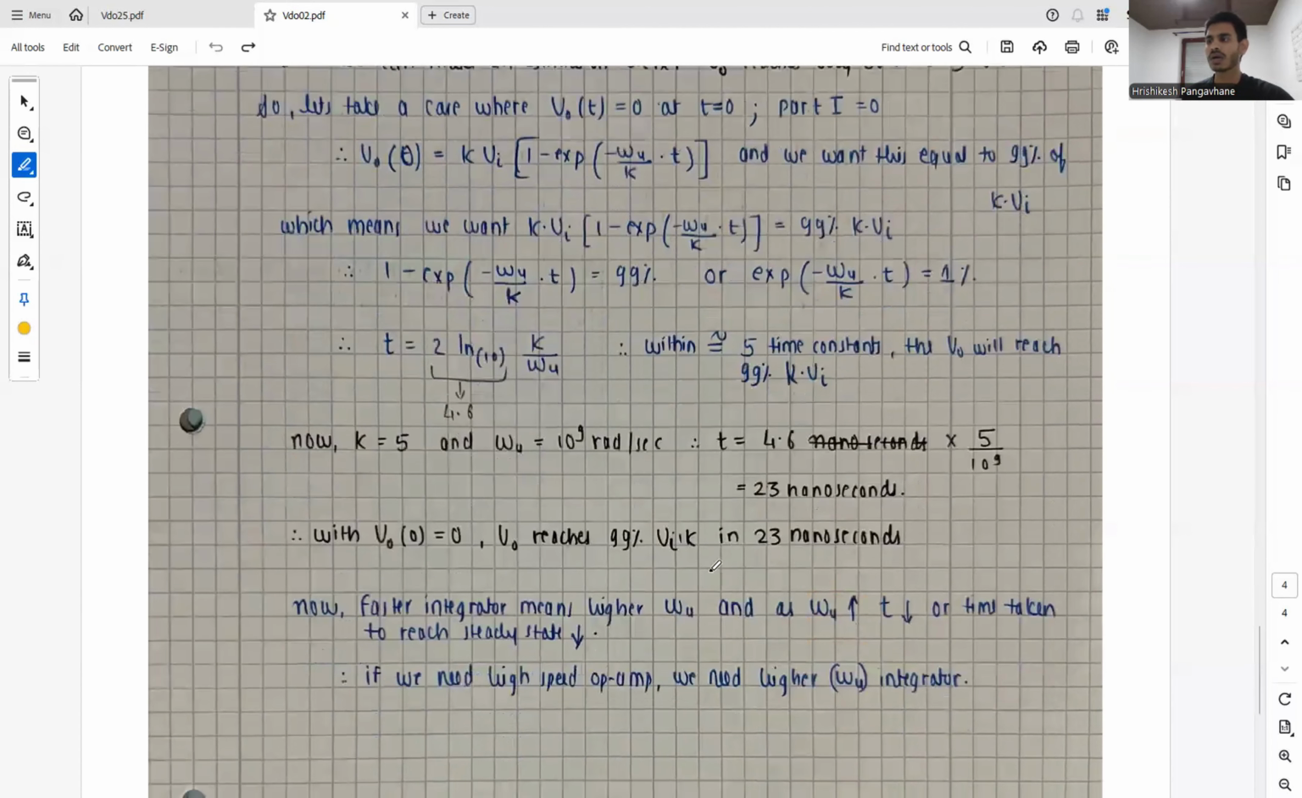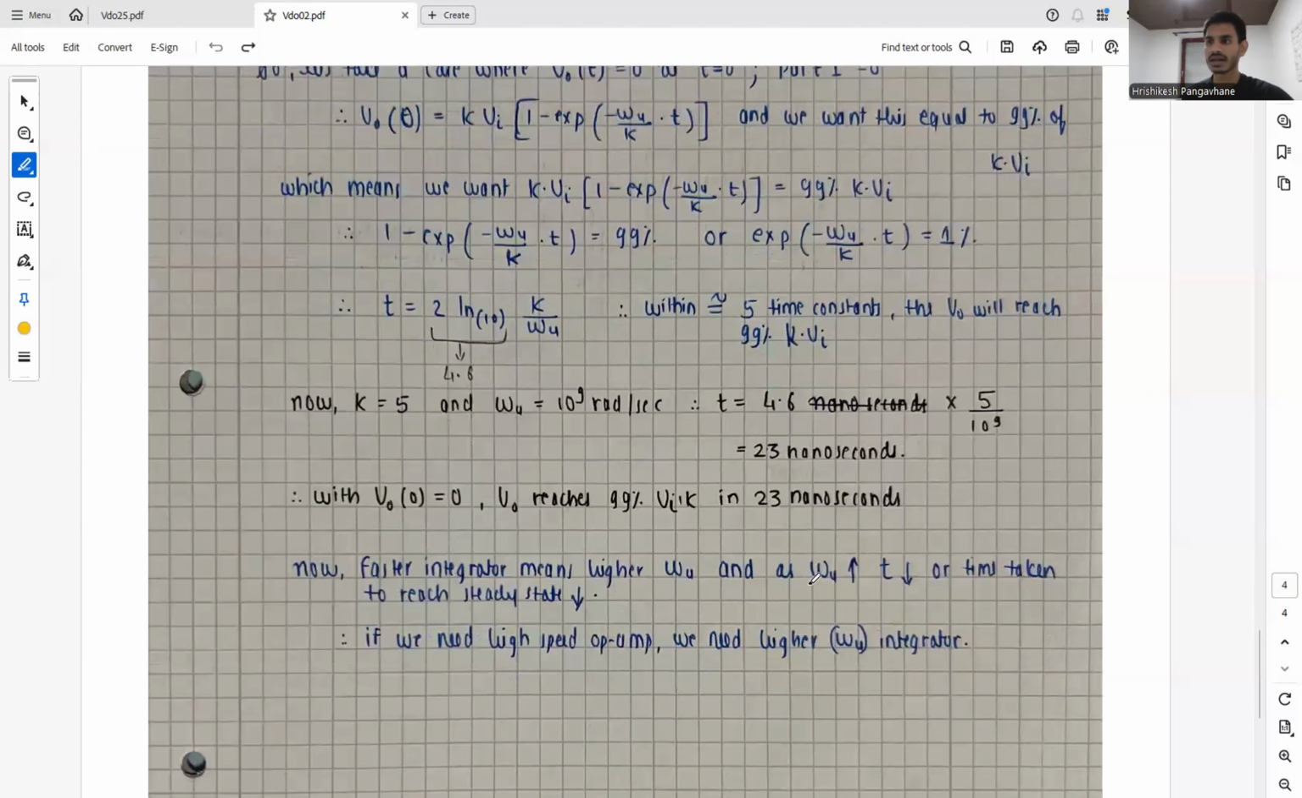And now we can say that a faster integrator means a higher value of omega u, and as omega u increases, the time taken to reach the steady state decreases, and that's how the circuit is faster. So if we need a high speed op amp, we need to use an integrator with higher omega u values.